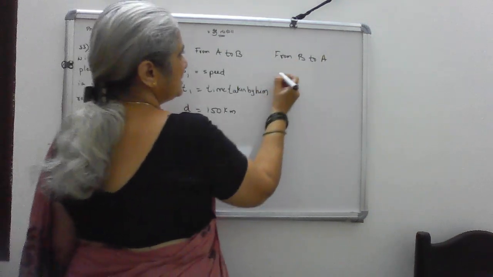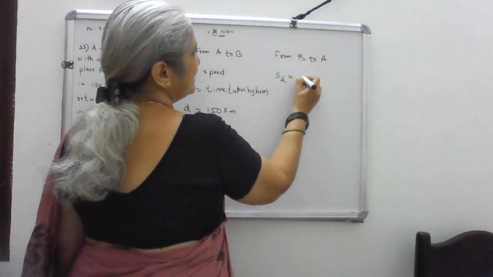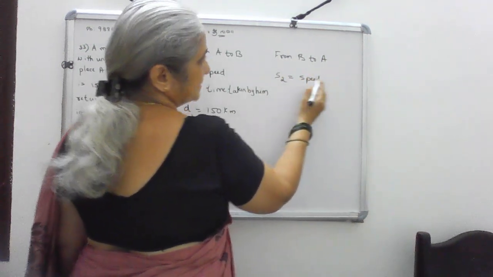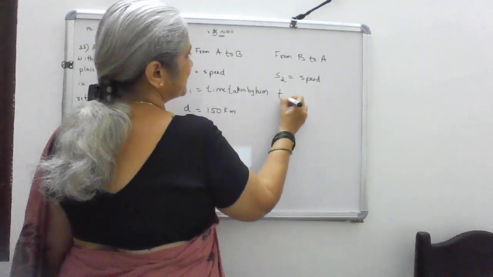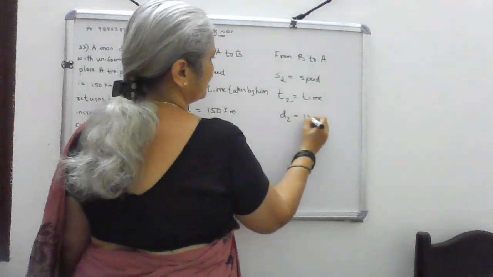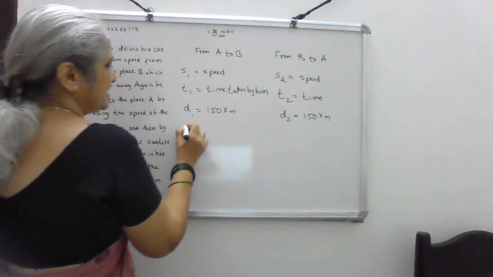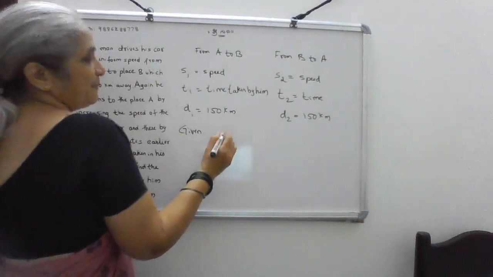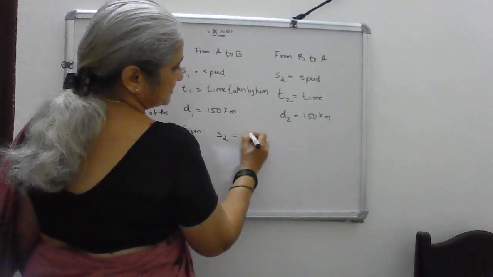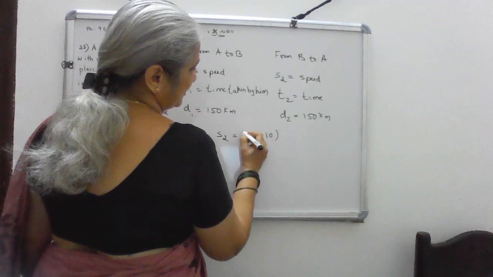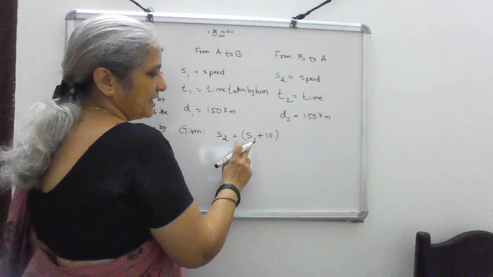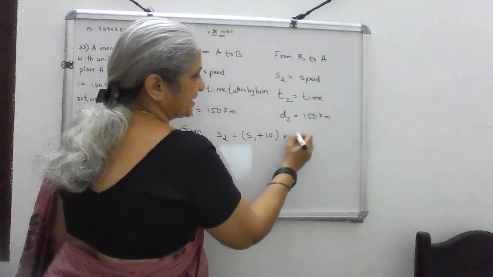In his return journey, he is increasing the speed by 10 kilometers. Let S2 be the speed in his return journey and T2 be the time taken by him in the return journey, and D2 is of course 150 kilometers. It is given in the question that the speed is increased by 10 kilometers. Therefore, the speed in his return journey S2 is written as S1 plus 10 km per hour.